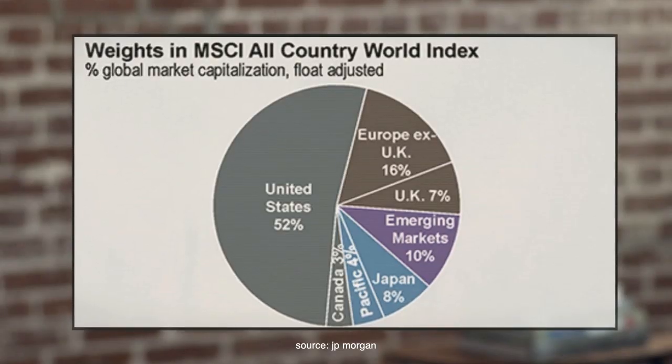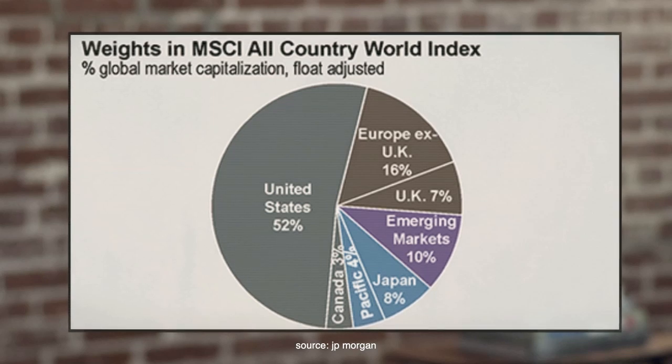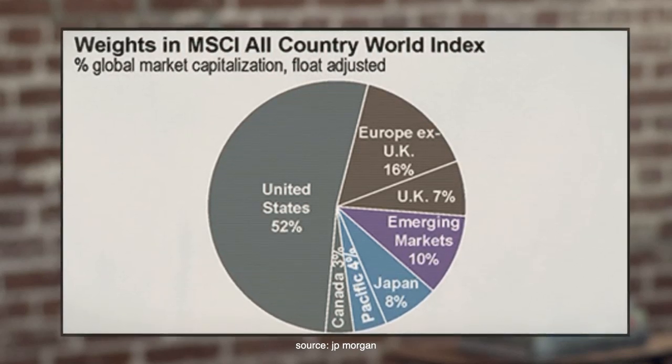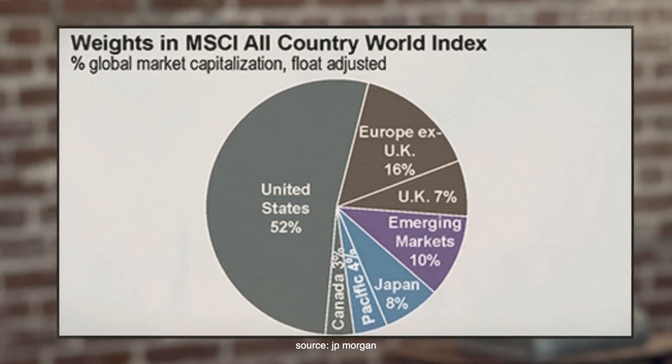That means you put about half in the United States and then a sprinkling in all sorts of other countries around the world. Japan, China, Europe, emerging markets. But think about that for a second. You're putting half your money in one stock market.